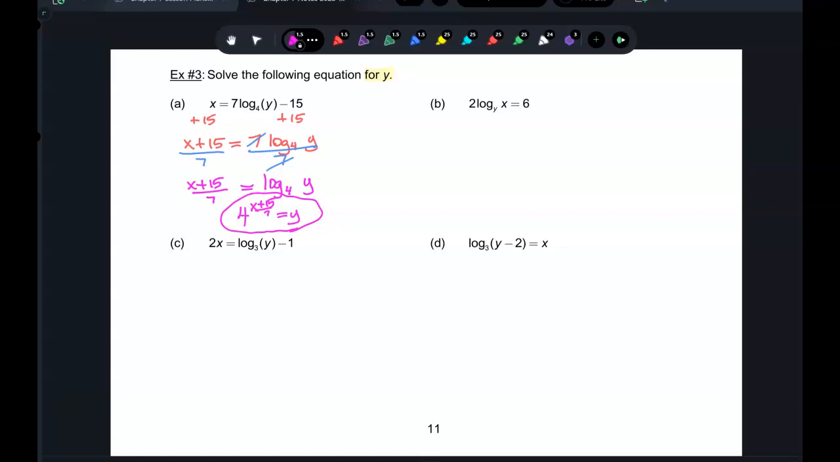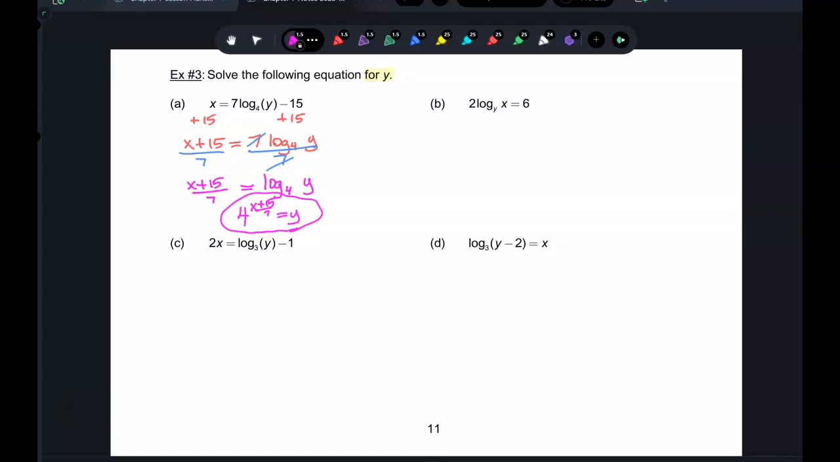Yeah, because listen, we're just isolating y. You can't do anything with this exponent anyway. So it's just going to be 4 to the power of x plus 15 over 7 equals y. That's disgusting. Okay, next one.